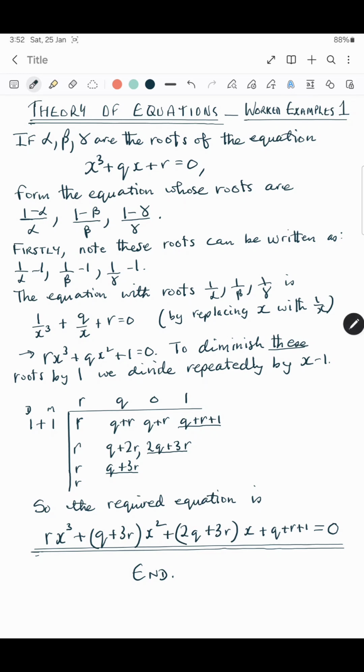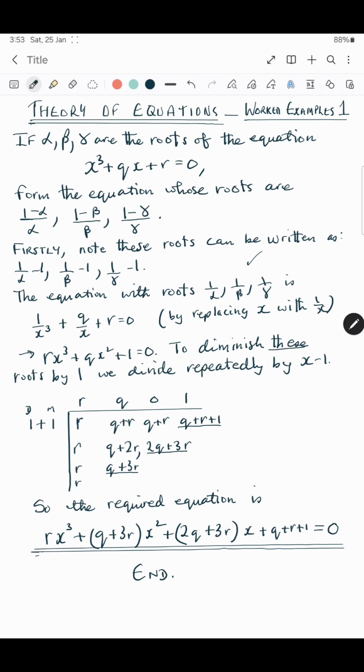And here it is. If alpha, beta, and gamma are the roots of the equation x cubed plus qx plus r equals 0, we want to form the equation whose roots are (1 minus alpha) over alpha, (1 minus beta) over beta, (1 minus gamma) over gamma. Now the first thing to notice is that these roots can be written as 1 over alpha minus 1, 1 over beta minus 1, and 1 over gamma minus 1.